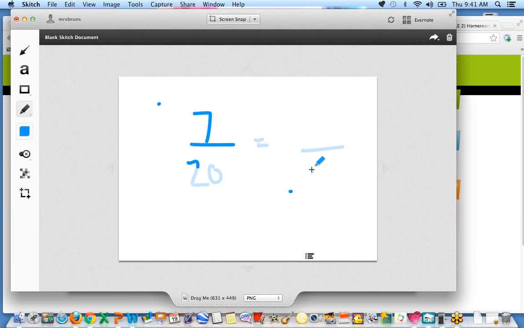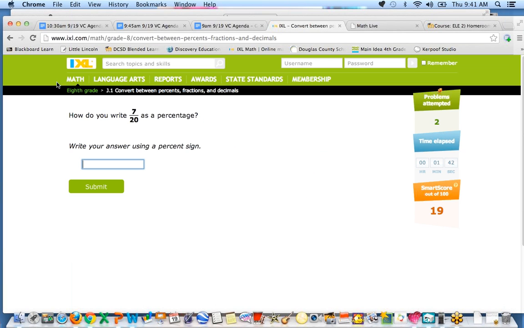And we're working with percentages. Everything is out of 100. So a really simple way to look at this, guys, is what would I do to 20 in order to end up with 100? I would multiply it by 5. So what I do to the bottom, I do to the top, and 7 times 5, we all know, would be 35. Perfect. So that would be our percent.